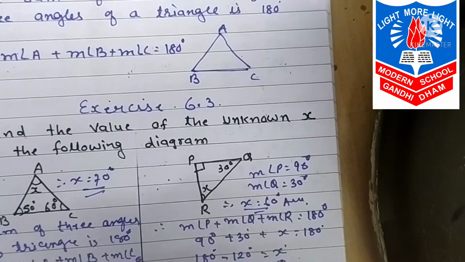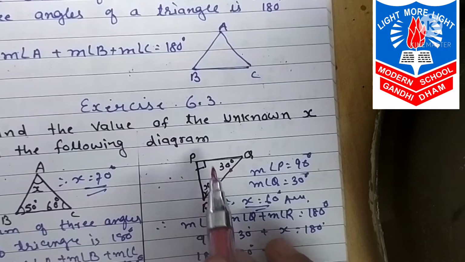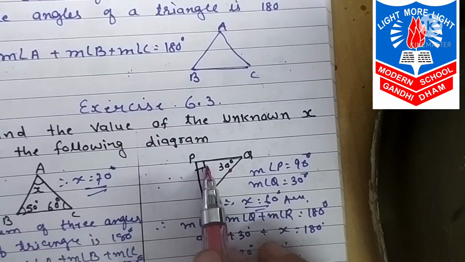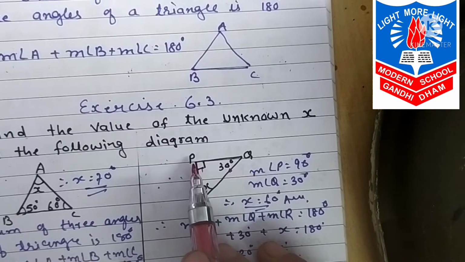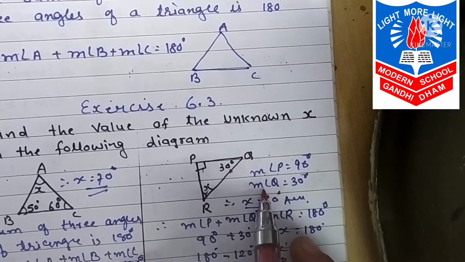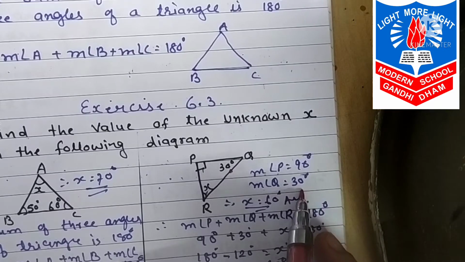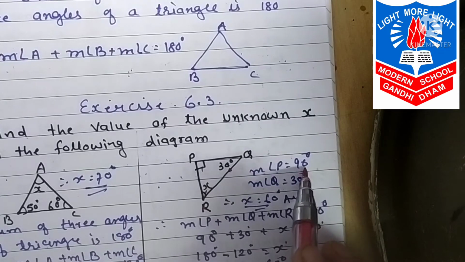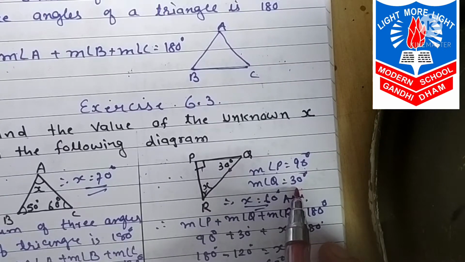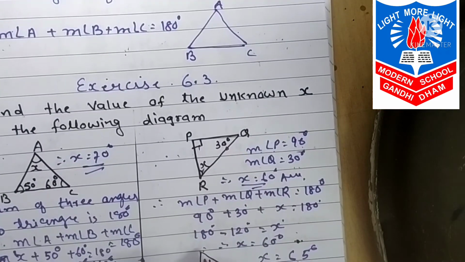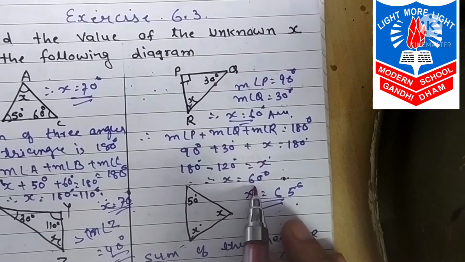Then here the third one. Here see the figure. Here 30 degree is given. Here is x. Here no measurement is given, but here is a sign of a right angle. So the measurement of a right angle is 90 degrees. So we take measure angle P is equal to 90 degree, measure angle Q is equal to 30 degree. Therefore, measurement of x, it means R, is equal to 180 minus 120 is equal to 60 degree. That is our answer.